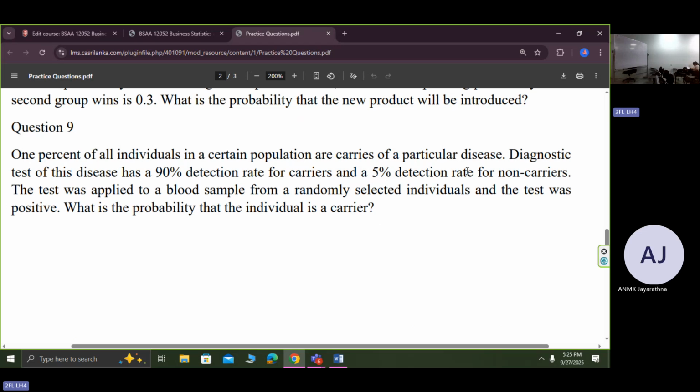It's clear. Diagnostic test of this disease has a 90% detection rate for carriers. Diagnostic test. Okay, then we assume that they test the blood sample and they justify whether that particular disease is there or not. Okay, then here they do the diagnostic test. 90% detection rate for the carriers.